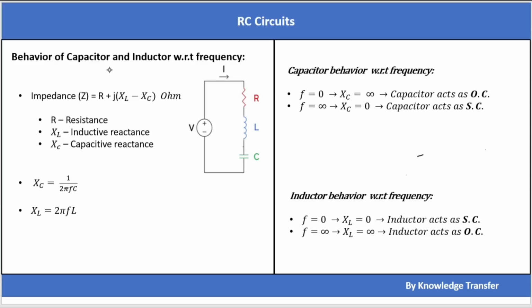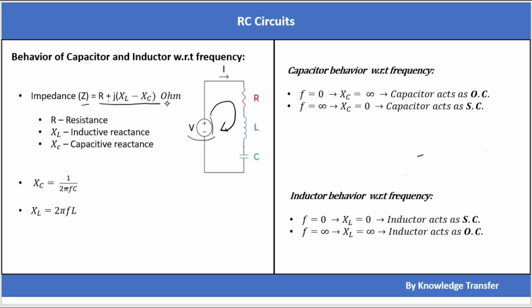Capacitor and inductor with respect to frequency. So if I consider a series RLC circuit, which is being supplied by a voltage source, this voltage source can give AC signals also. The total impedance of this circuit will be equal to R plus j into (XL minus XC).